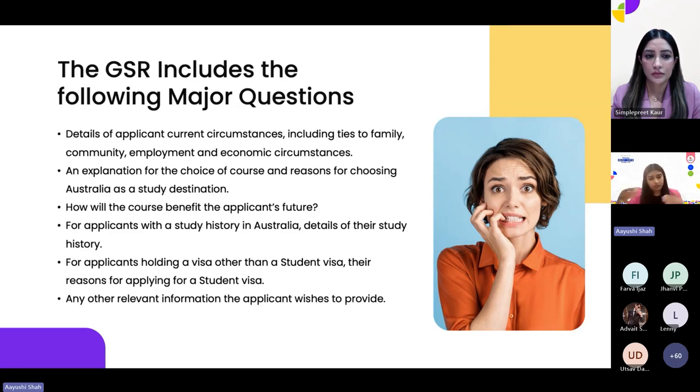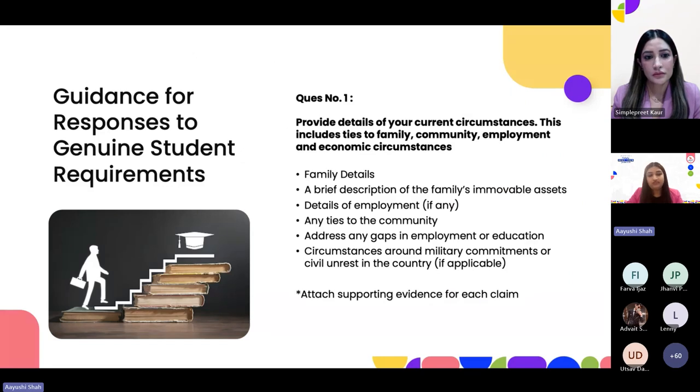Now, we'll actually go through each question and understand what they're asking, why they're asking, and how you would support those with each claim. So you will have a better understanding. Let's just go with the first question that we have. Obviously, the first question is you have to provide the details on your current circumstances.